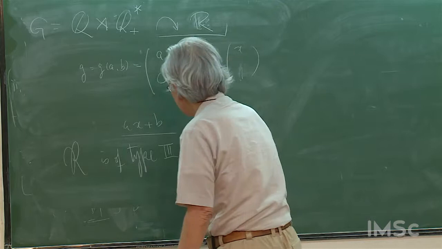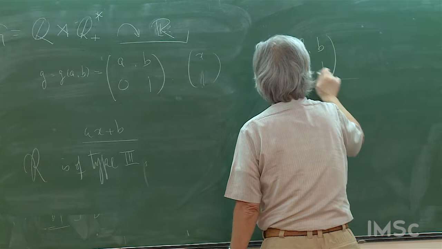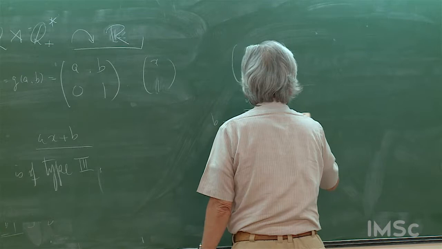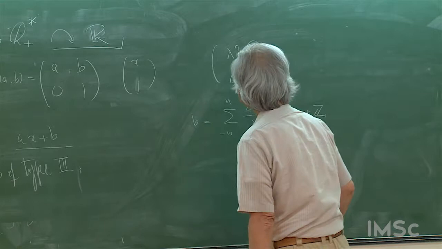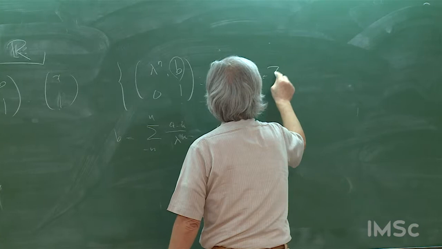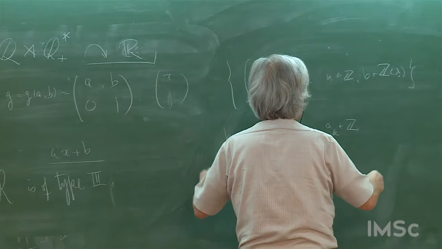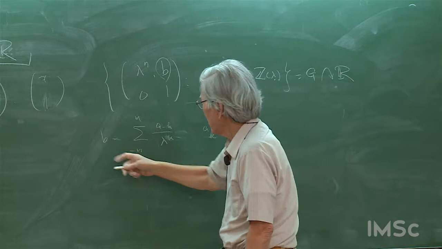But now you take G to be the matrices (lambda^n b; 0 1), where the B portion is a Laurent polynomial in lambda, with coefficients a_k integers, sum of a_k lambda^k for k from minus n to n. This group G acts over the real line. Look at the B part of this expression, with lambda being fixed.